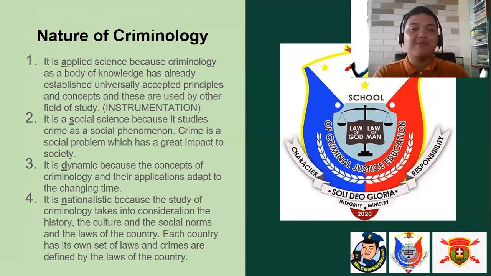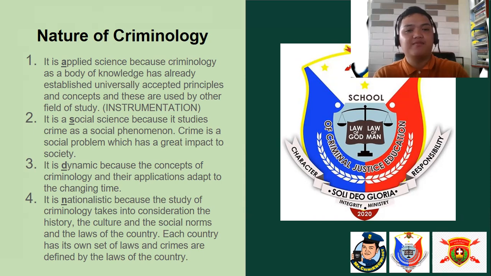Number three, it is dynamic because the concepts of criminology and their application adapt to the changing times. Dynamic means ito ay nagbabago. So criminology before, as declared by George Wilker, was not a science. But Edwin Sutherland appreciated that it uses biology, it uses environment, and the combination, and today, we are using almost all sciences in the study. It means it changes, it improves. As the other sciences develop, criminology is also developing.